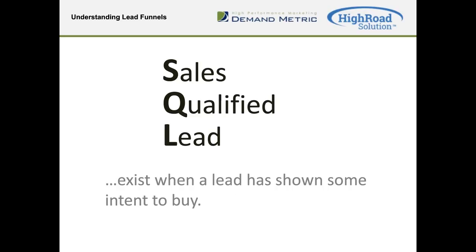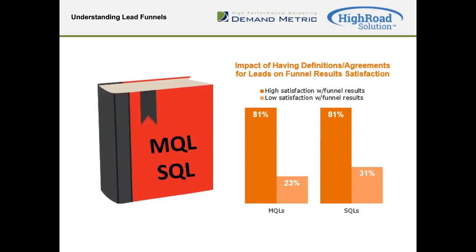Not only is it important to know these definitions, but the impact of having definitions and agreements for leads on funnel results was actually quite clear in the research. To produce this chart, we segmented data into high and low funnel satisfaction segments. Each segment was evaluated to determine the prevalence of formal definitions or agreements, MQLs and SQLs. As you can see here, in the high satisfaction segment we were far more likely to have definitions in place. The average delta between satisfaction segments is an astonishing 52%.